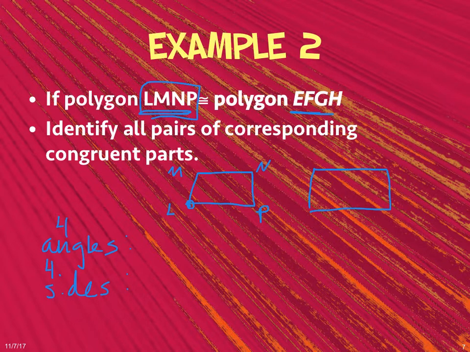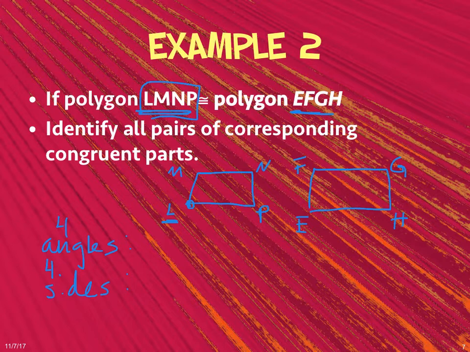So if I have the first letter L starting in the bottom left, the first letter E has to start in the bottom left too. And in this example, I went clockwise, so again, I'm going to go clockwise in the second polygon. So I'll have F up here, G up here, and H down here.